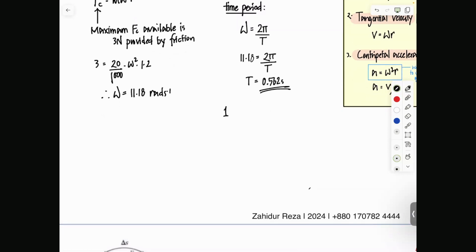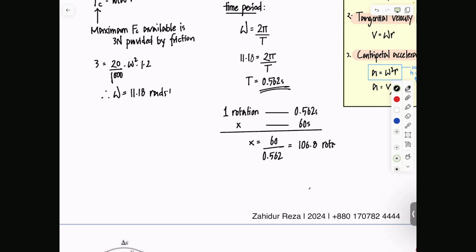So if one rotation, you can do it in different ways as well. You can also find the frequency only. Okay, if one rotation takes 0.562 seconds, then how many rotations would there be in a minute, which is how many seconds? 60 seconds, right? It's a very straightforward unitary method question. 60 divided by 0.562. Can you check what the value is? 106.76, so about 106.8 rotations per minute.